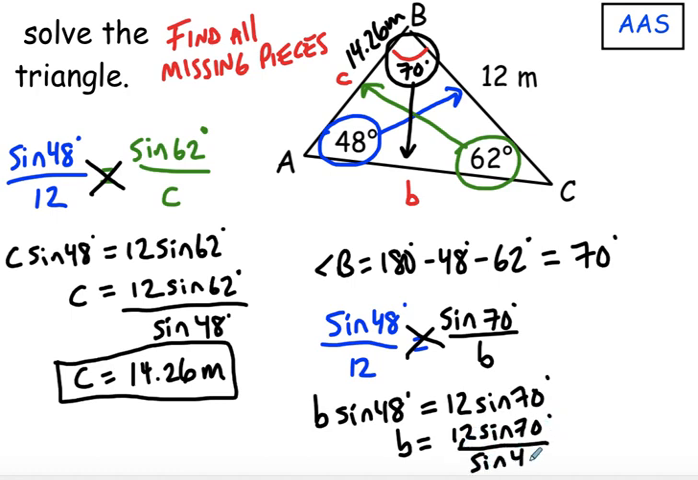Okay, so type this in your calculator. Make sure you use the degree symbols. You should get 15.17, and that would be measured in meters. So that's B equals.